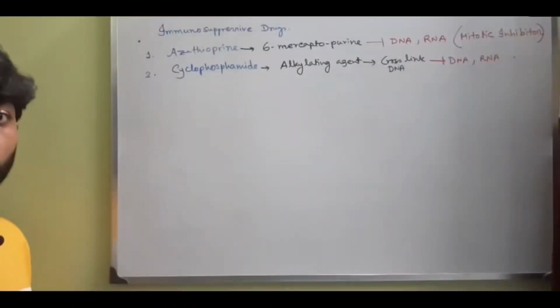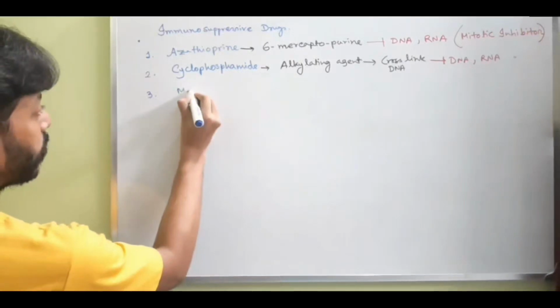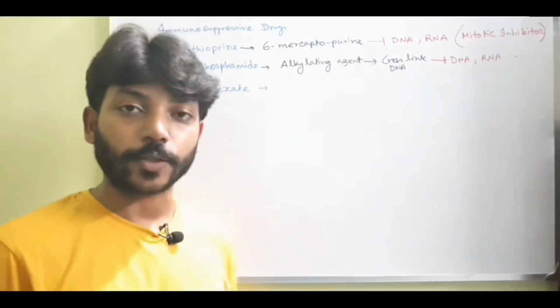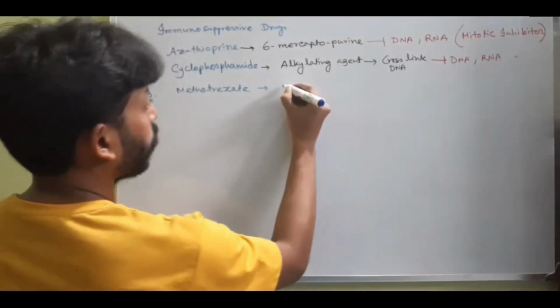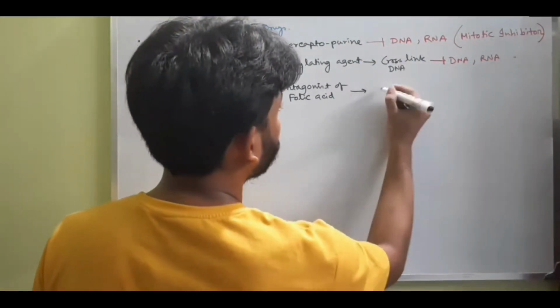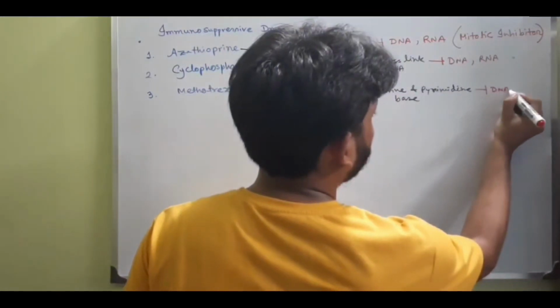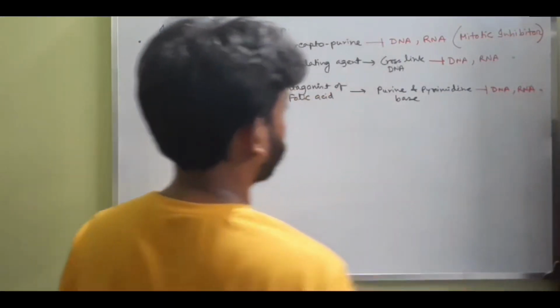Another example of an immunosuppressive drug is methotrexate. This methotrexate is an antagonist of folic acid. And what is the role of folic acid? Folic acid helps to synthesize purine and pyrimidine bases, for DNA and RNA synthesis. The same function is performed by this methotrexate.